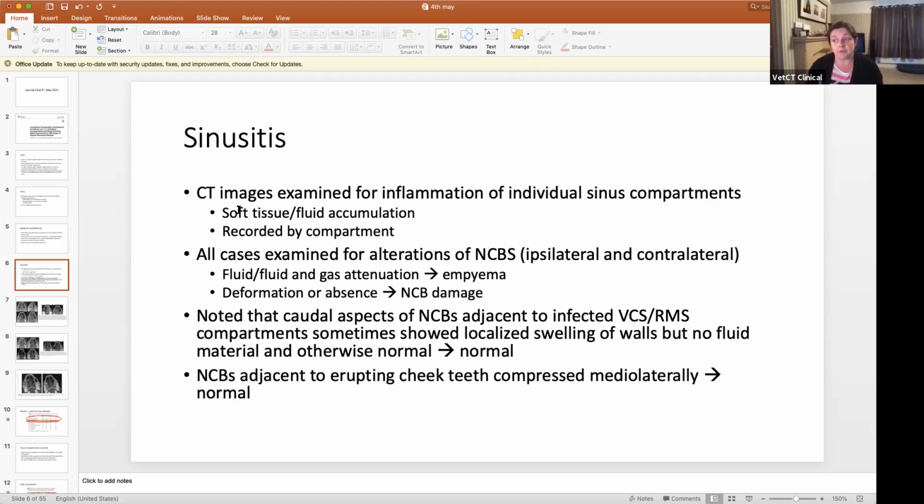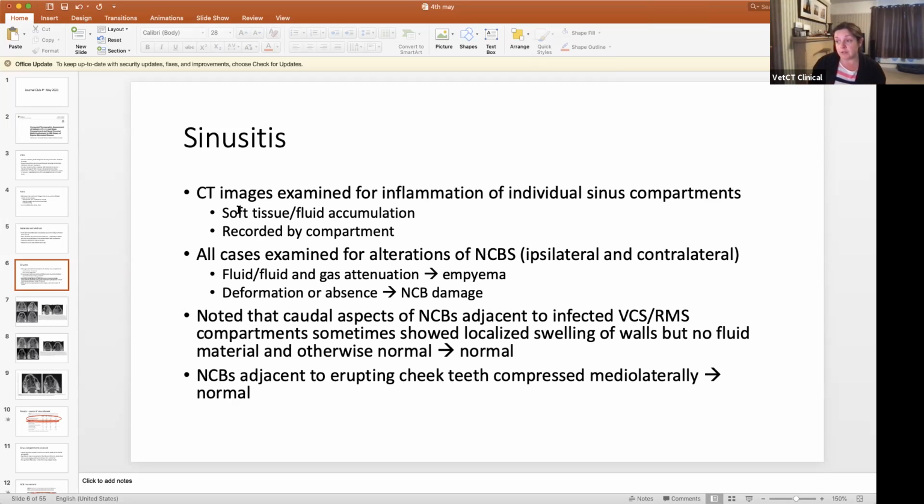If they had fluid or fluid and gas attenuation within the bulla, they termed that empyema. And if they felt that the bullae were deformed or absent, they determined that damage. So literally it was a binary: either it had empyema or not, it was either damaged or not. There was no grading of it, no "it was a little bit atrophied."